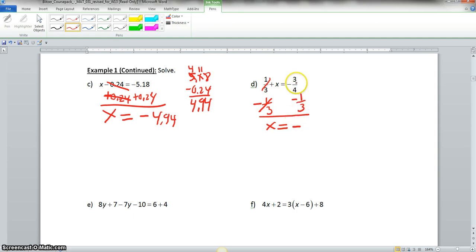But there's a little problem here. We have unlike denominators, so we have to find a common denominator. So we could take 3/4, since we know our final answer is going to be negative, we could just write these as positives. 3/4 plus 1/3. The common denominator of 4 and 3 is 12.